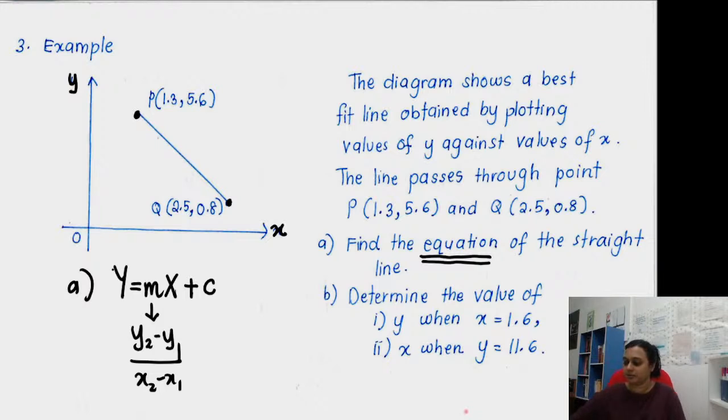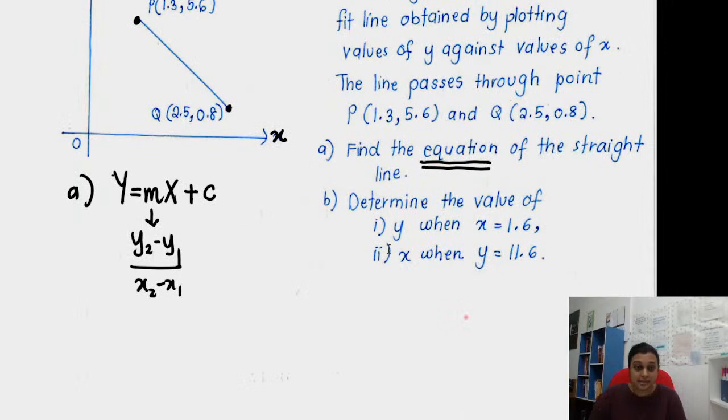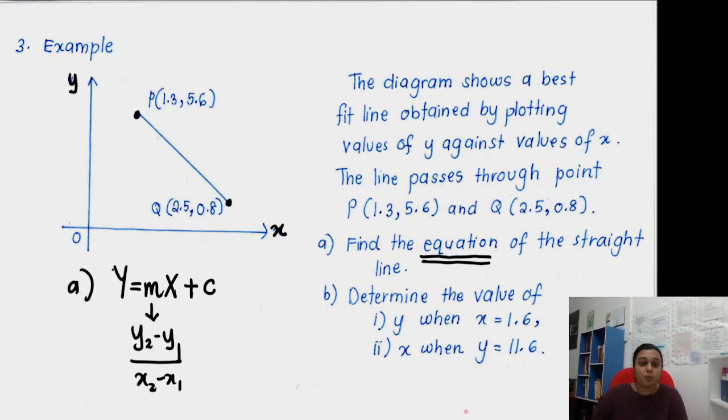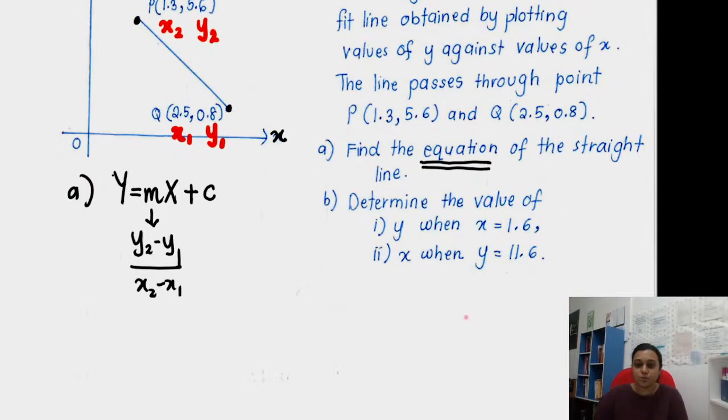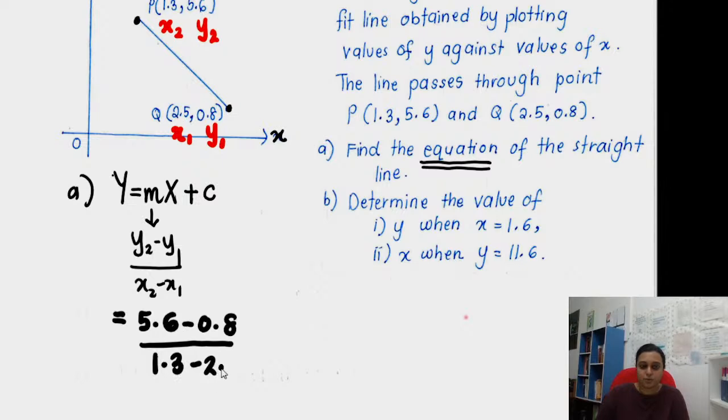Okay. We use y2 tolak y1, x2 tolak x1. So here, which one is at the bottom will be your x1, y1. Which one is at the top will be x2, y2. So let's do the working. Okay, dekat sini, teacher punya y2 is 5.6 tolak 0.8, bahagi with 1.3 tolak 2.5.